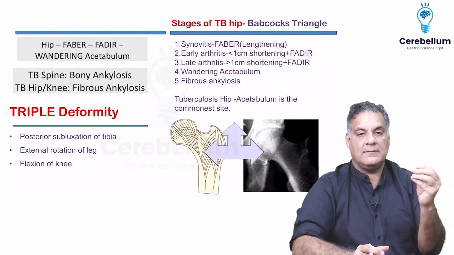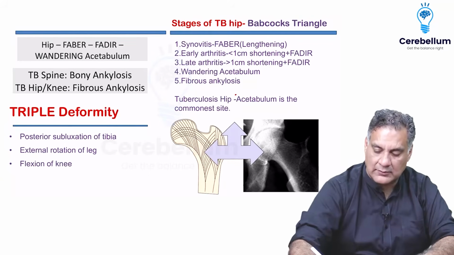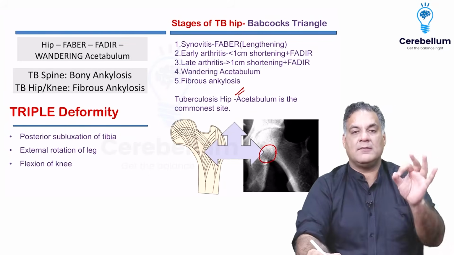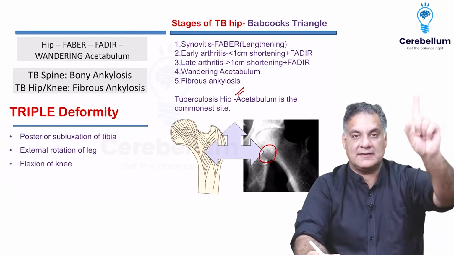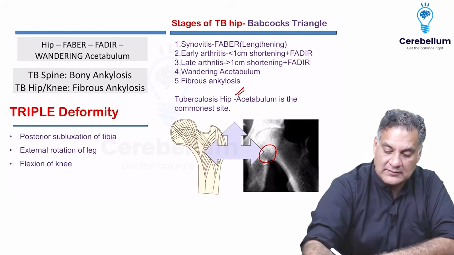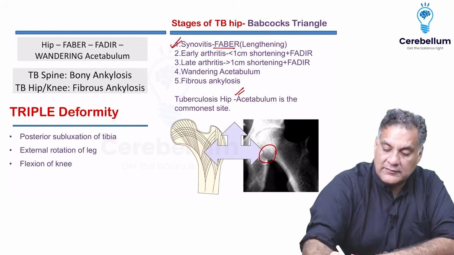The tuberculosis of the hip joint most commonly starts from the acetabulum, but yes, on the upper end of femur, Babcock's triangle is the commonest area for the femur, but overall the acetabulum. The tuberculosis of stage 1 will cause proliferation of the synovium called as synovitis. Position is FABER with lengthening.